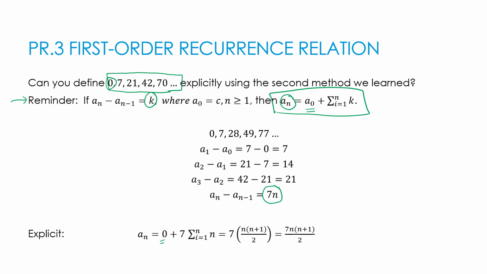and then I'm replacing k with 7n. 7 can move to the outside, just as I've done. N is still this formula. And so if I simplify, that is my formula: 7n times n plus 1 divided by 2.